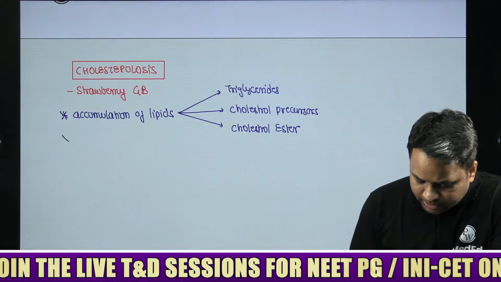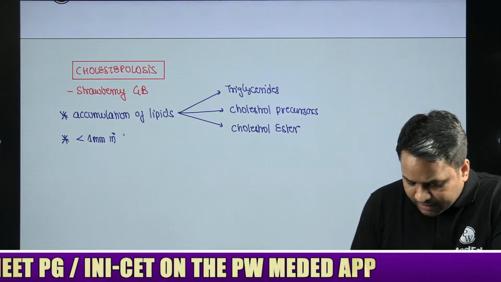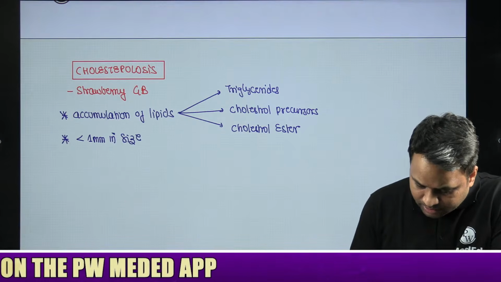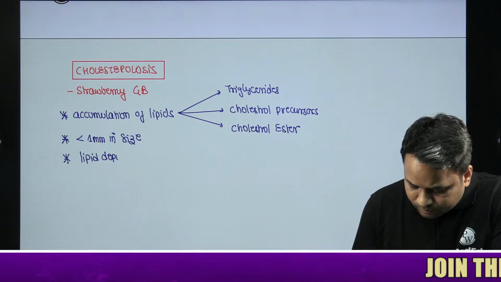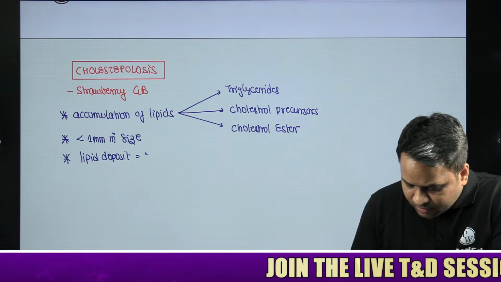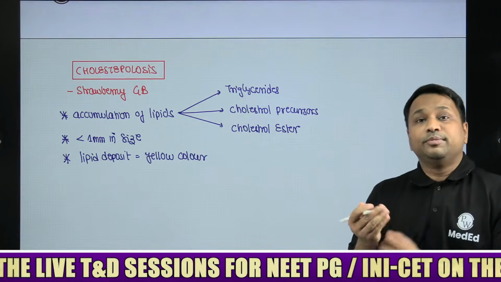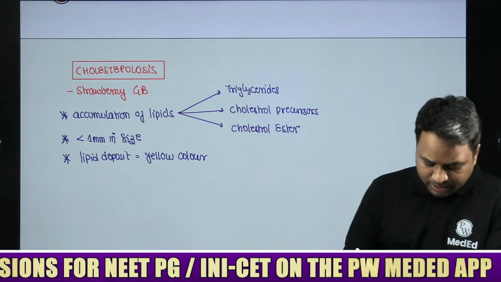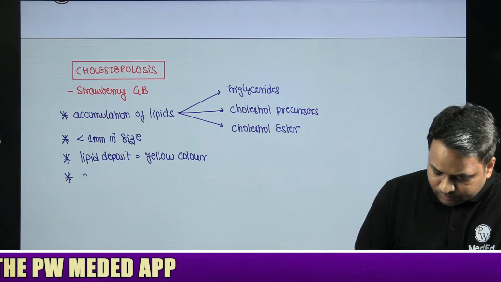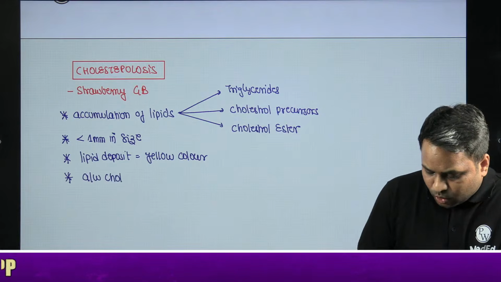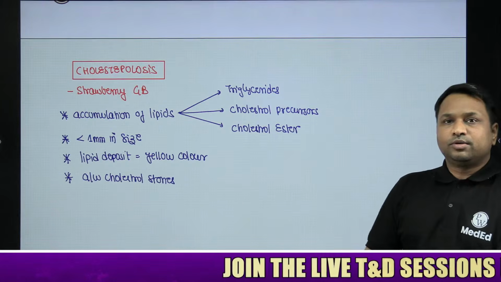Now, they are usually less than 1 millimeter in size. The lipid deposit appears yellow and gives you a classical yellow color. The mucosa is red in color, so it gives a classical strawberry appearance, right? Now they are associated with cholesterol stones.